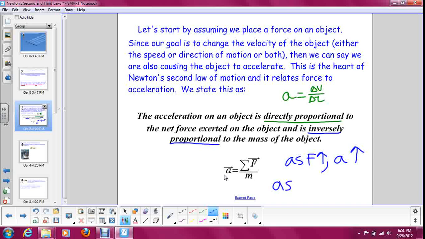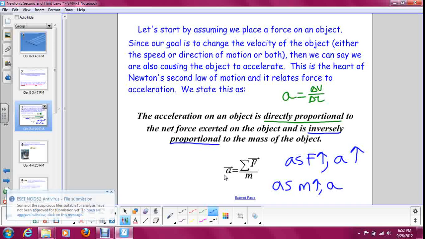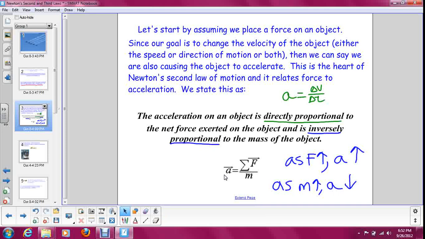However, inversely proportional is the opposite. So as the mass of an object increases, what will acceleration do? Well, think about it for a second. What's going to be easier to push, a marble or a bowling ball? A marble will be easier to make accelerate because it has less mass. So the more massive something gets, the less it will accelerate for a given force. And that's what it means to be directly proportional and inversely proportional.